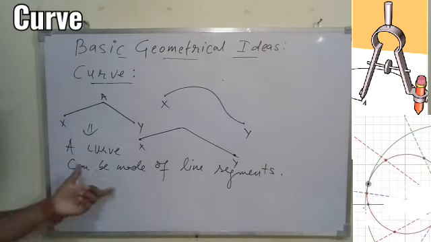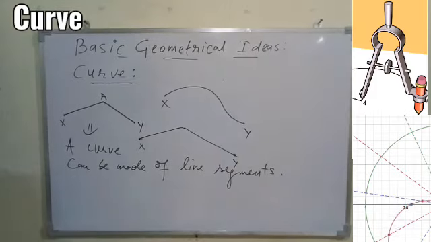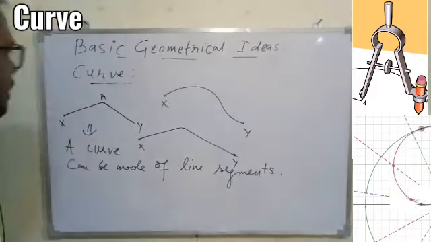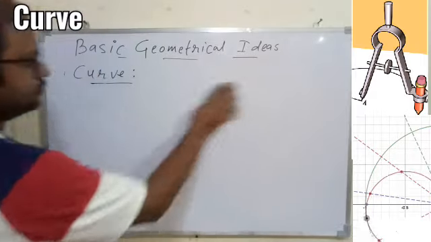This is also a curve made up of two different line segments. It is also a curve, and I can show more examples. Okay, so I hope this much is clear to you, the meaning of a curve.